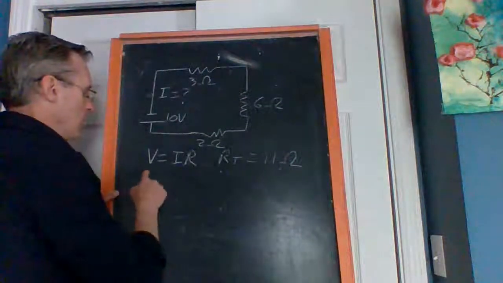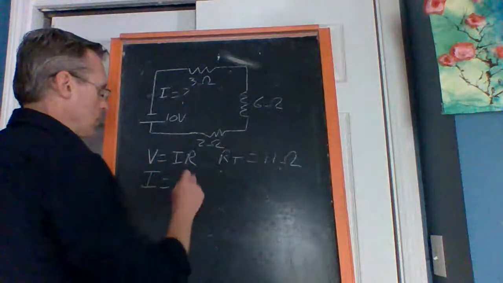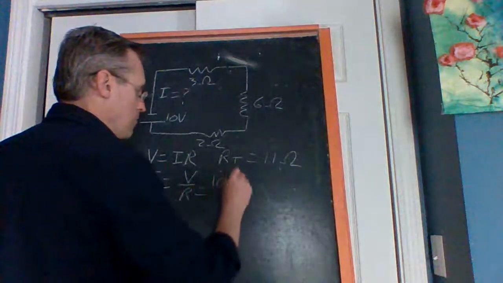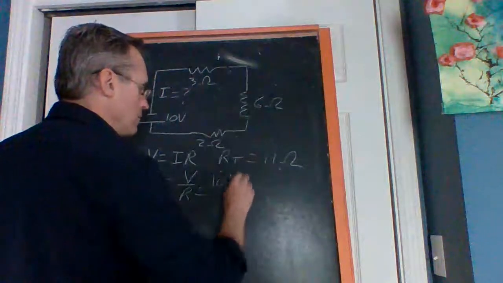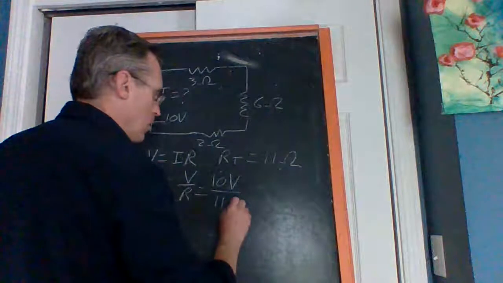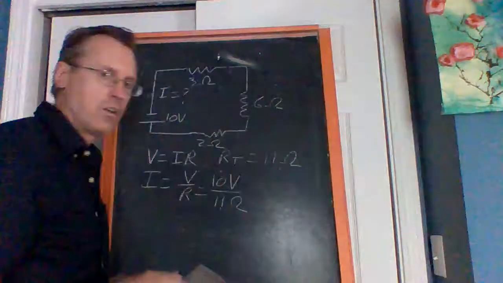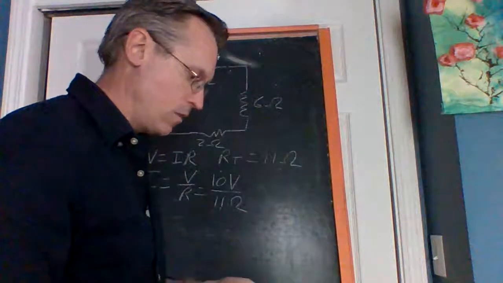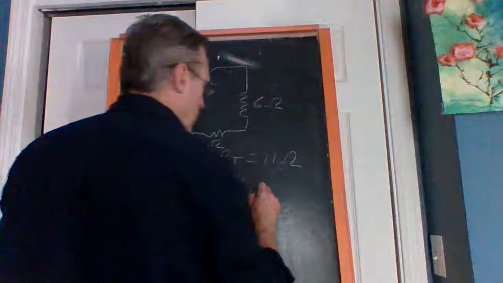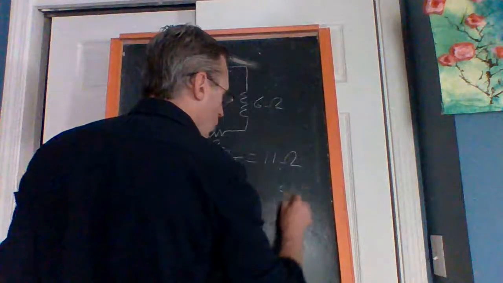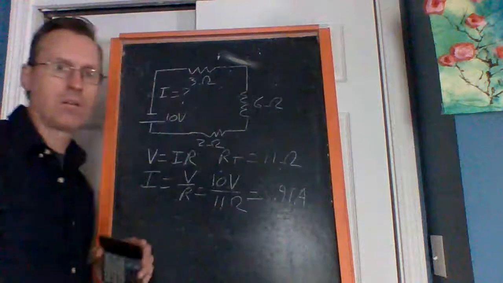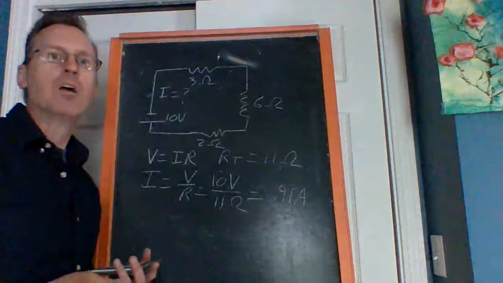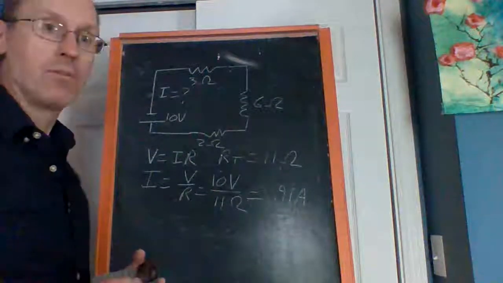So my current, to rearrange this, is going to be V divided by R, which is 10 volts divided by 11 ohms. 10 divided by 11 is 0.909, so I'm going to go with 0.91 amperes of current. And it winds up being in amperes. Just trust me on that. We're going fast, but that's what it winds up being. So that's how I solved for the current.